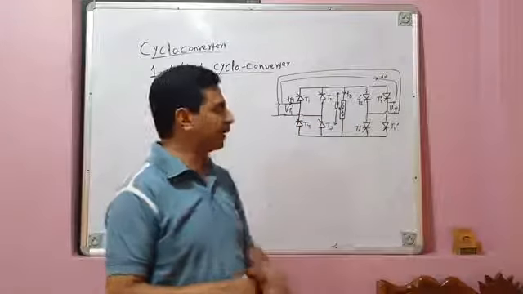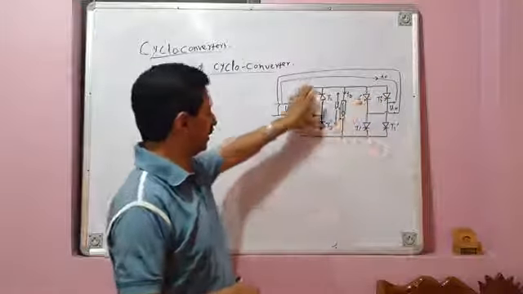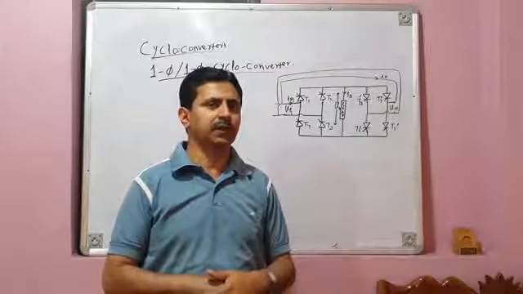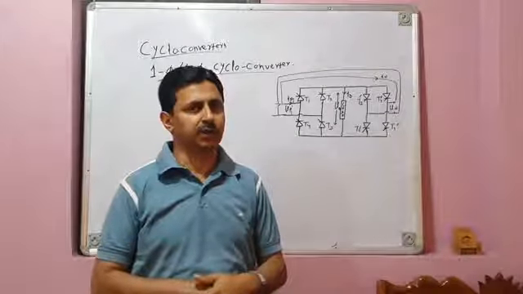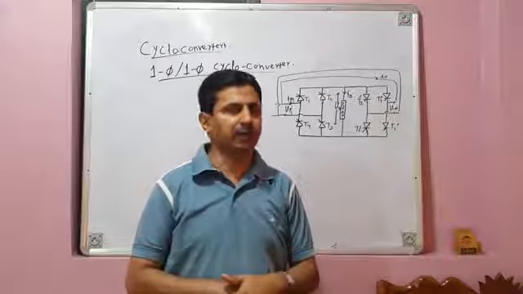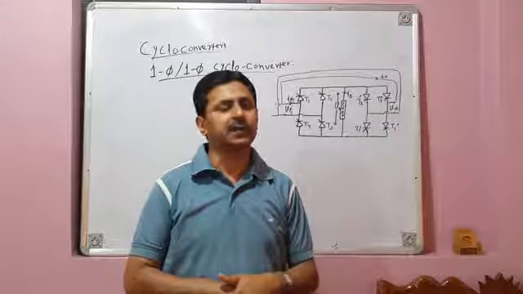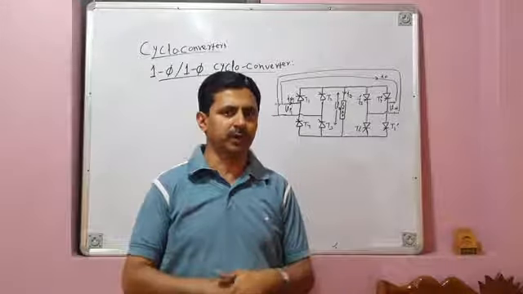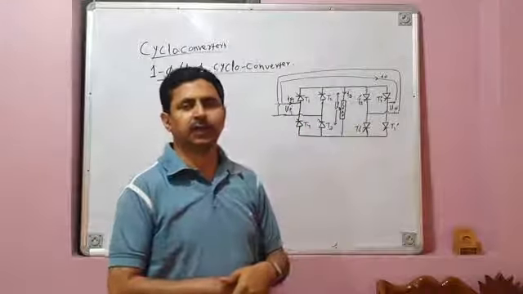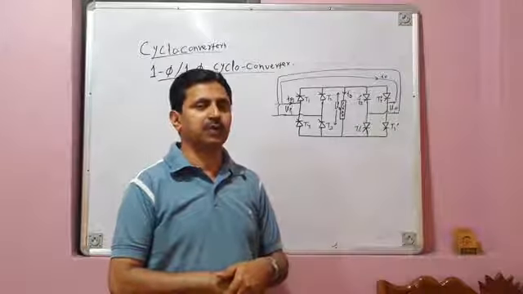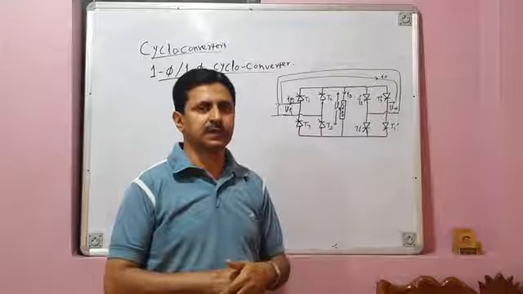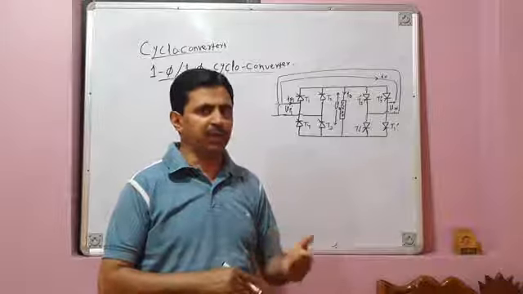A single phase dual converter comprises two AC to DC phase controlled converters, converter 1 and converter 2. A cycloconverter also has a similar circuit configuration. The circuit configuration is exactly the same as that of a dual converter, but the operation is totally different. A dual converter is basically an AC to DC converter giving four quadrant operation. But this is not an AC to DC converter. Here we will use this dual converter configuration as a cycloconverter for AC to AC conversion. Dual converter and cycloconverter have similar circuit configurations, but the operation is different.